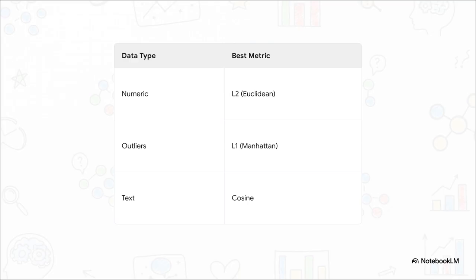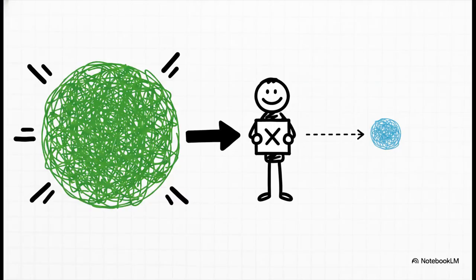With text, the size or magnitude of the vector is just noise. The true meaning is found in the direction it's pointing. Oh, and there's also a fantastic upgrade to the standard algorithm called distance-weighted KNN.